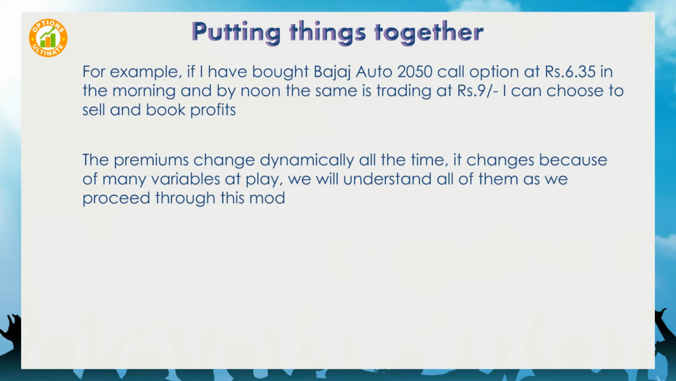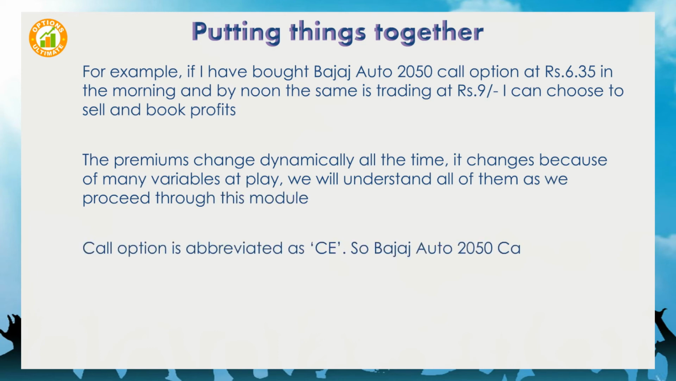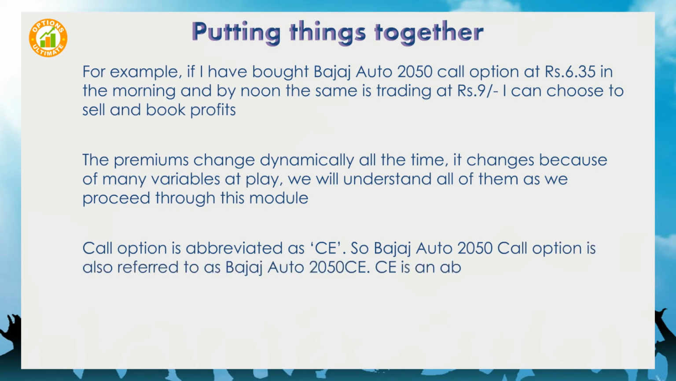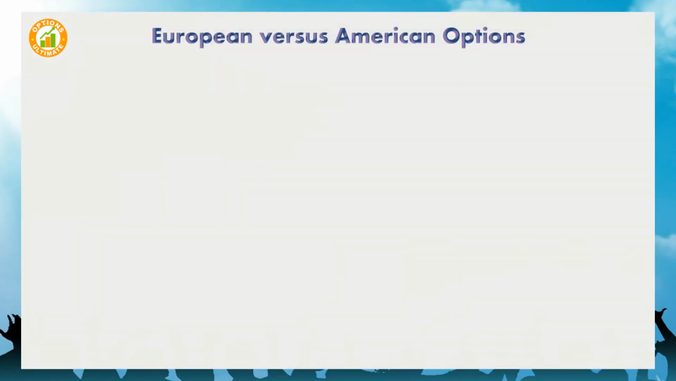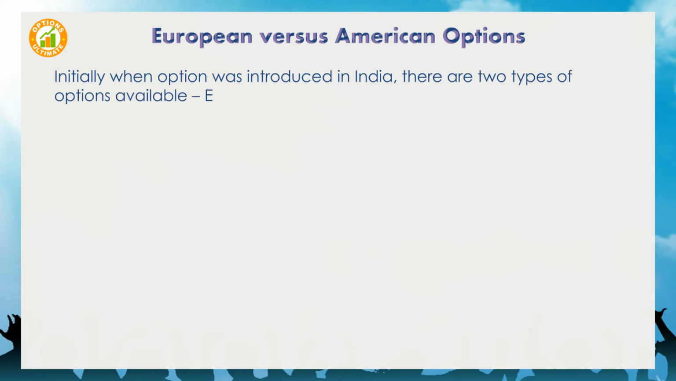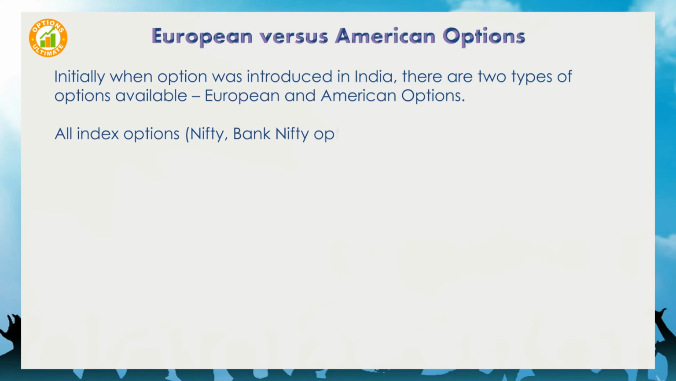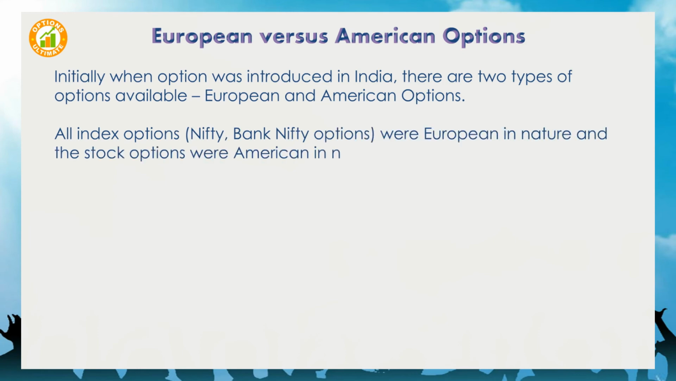Call option is abbreviated as CE. So Bajaj Auto 2050 call option is also referred to as Bajaj Auto 2050 CE. CE is an abbreviation for European call option. Initially, when options were introduced in India, there were 2 types of options available, European and American options. All index options, Nifty and Bank Nifty options, were European in nature and the stock options were American in nature.